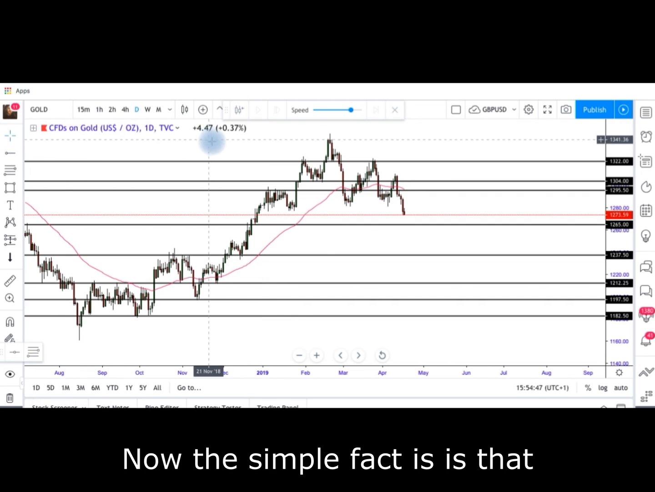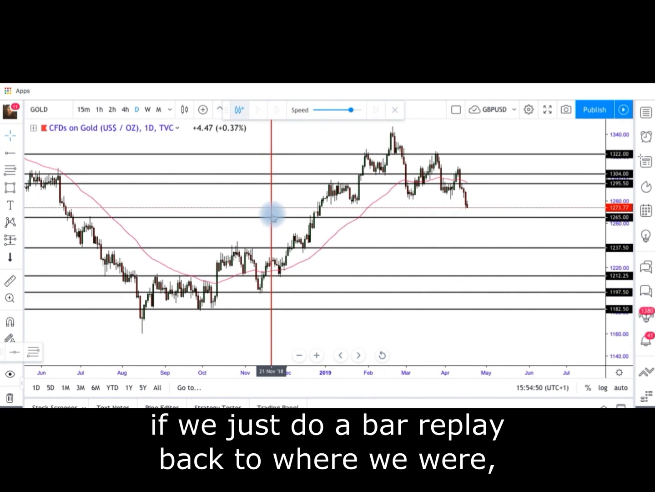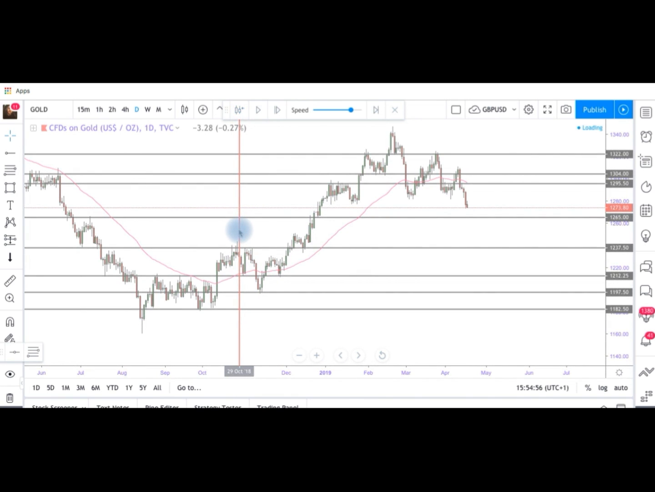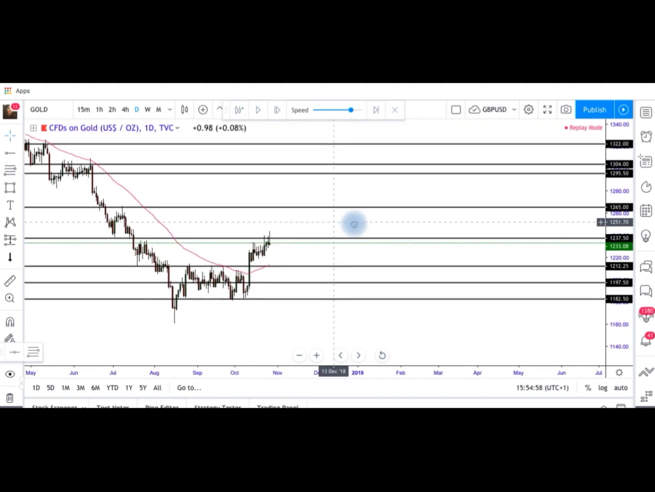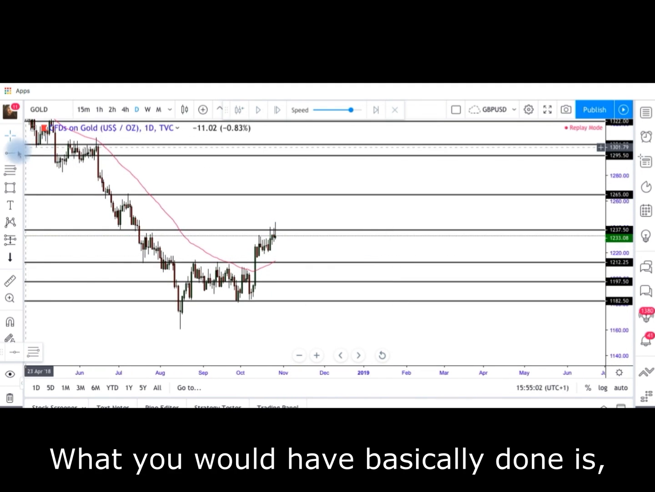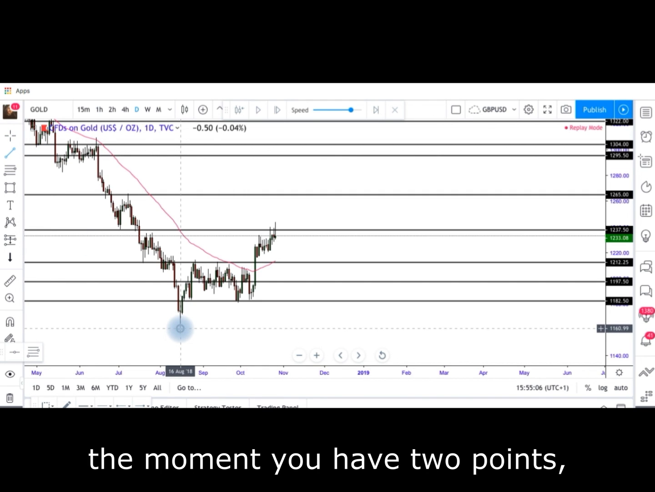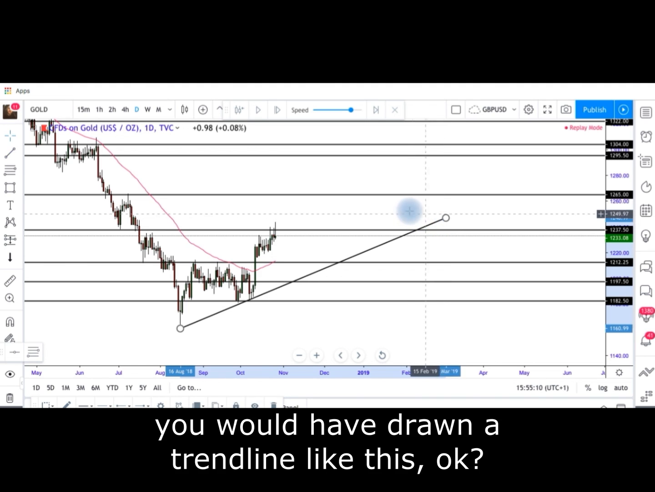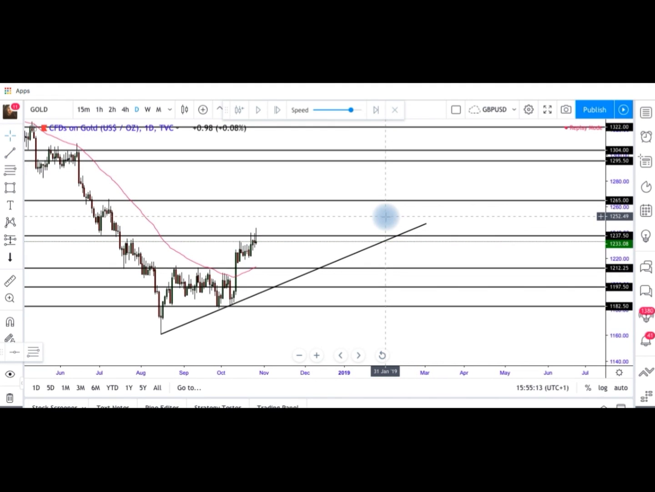Now, the simple fact is that if we just do a bar replay back to where we were, so let's just go back to sort of here. Now, it's really, really simple with gold. What you would have basically done is the moment you have 2 points, like I've said to you guys before, you would have drawn a trend line like this. Okay? Simple.